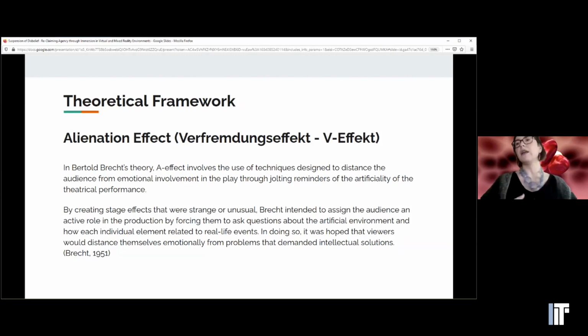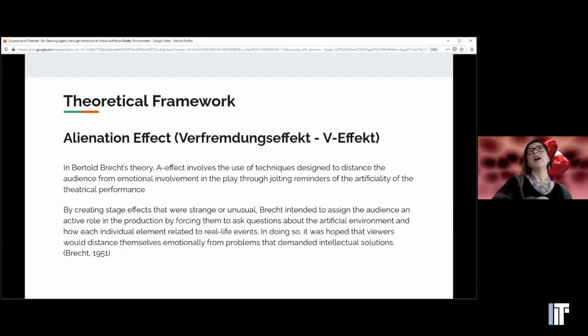So here it's important to set this in the context of virtual reality, and I'm taking the alienation effect rather from Brecht in a theatrical sense than from the film sense, because I'm also concerned with mixed reality spaces, and the VR piece that I'm presenting here is room scale. So for me, the theatrical aspect is pretty strong.